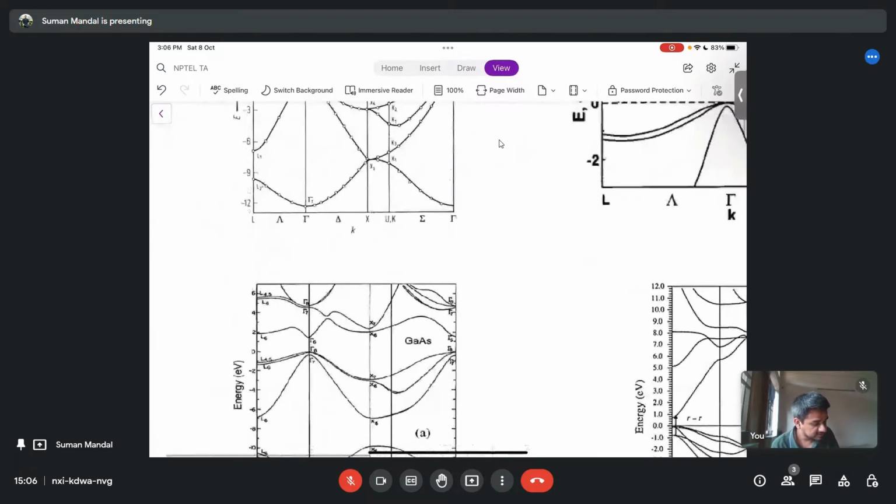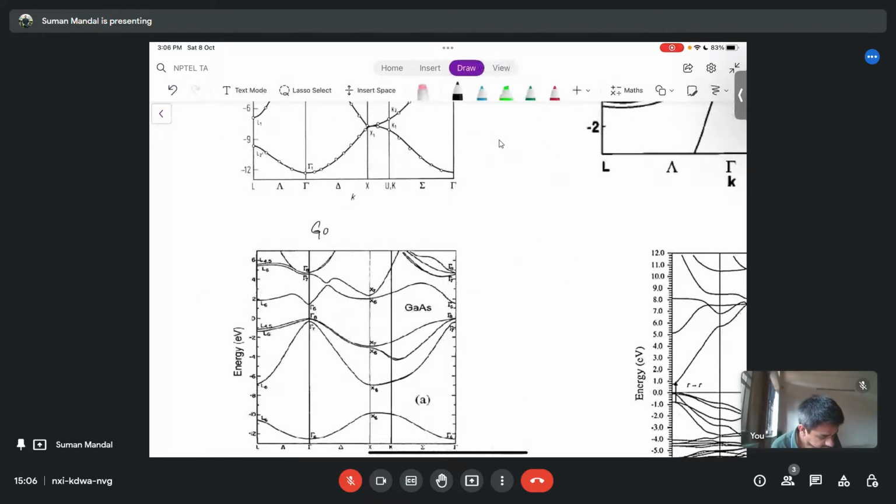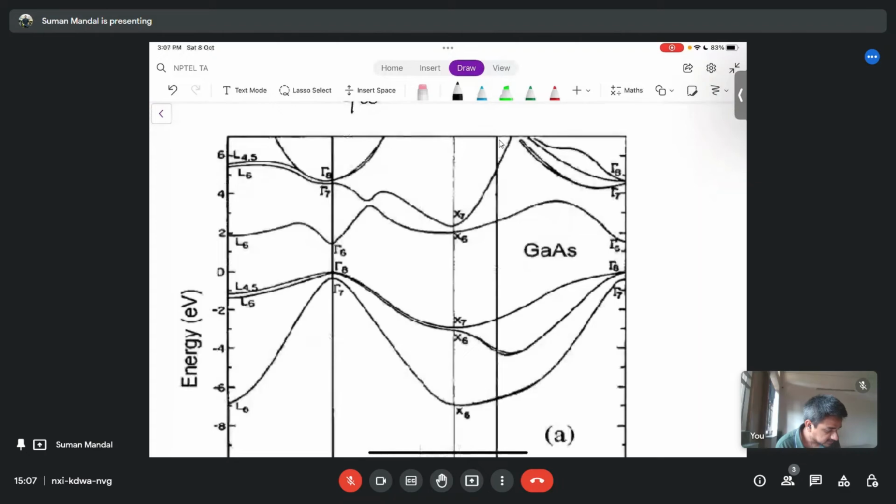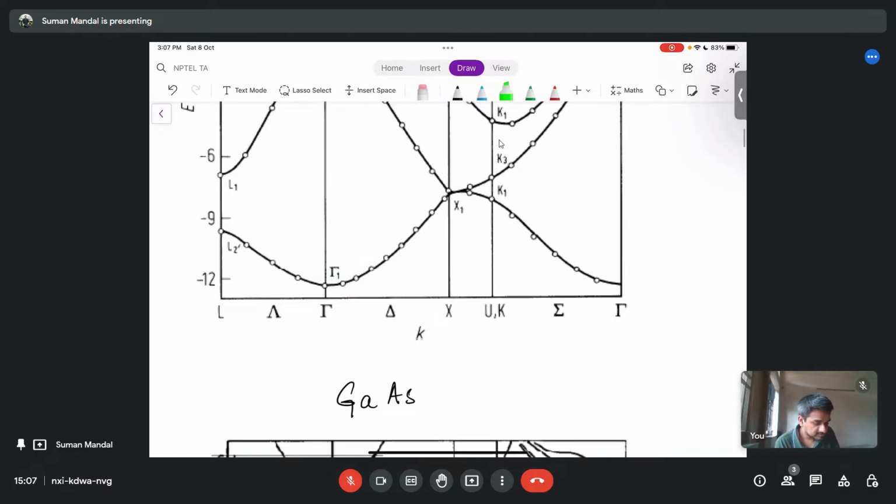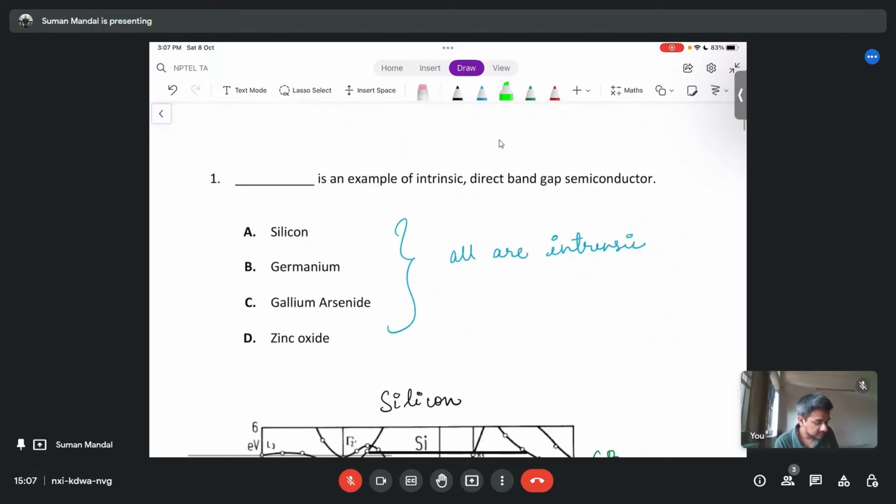This is the case of gallium arsenide. The global maximum of the valence band and the global minimum of the conduction band are at the same k vector, or the same momentum. So gallium arsenide is an example of a direct bandgap semiconductor.